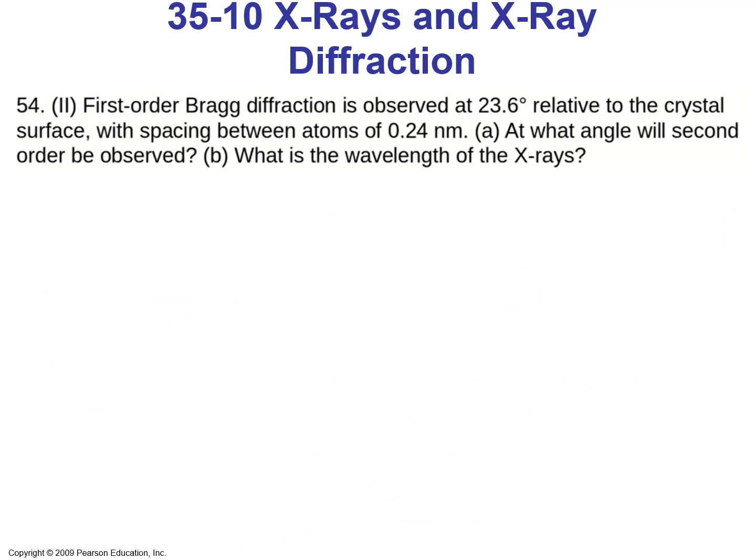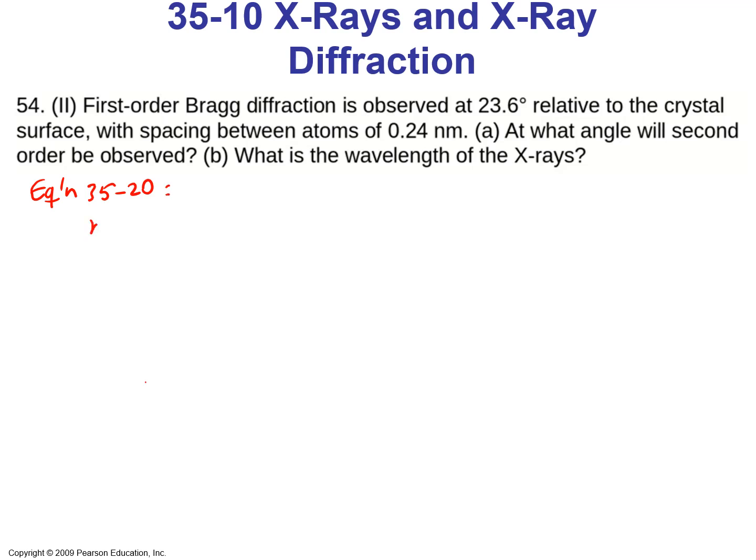Another example, problem number 54 in the book. First order Bragg diffraction is observed at 23.6 degrees relative to the crystal surface, with spacing between atoms of 0.24 nanometer. Part A asks at what angle will second order be observed, and B asks what is the wavelength of the X-ray. So we use equation 35-20 for the X-ray for both orders of diffraction.